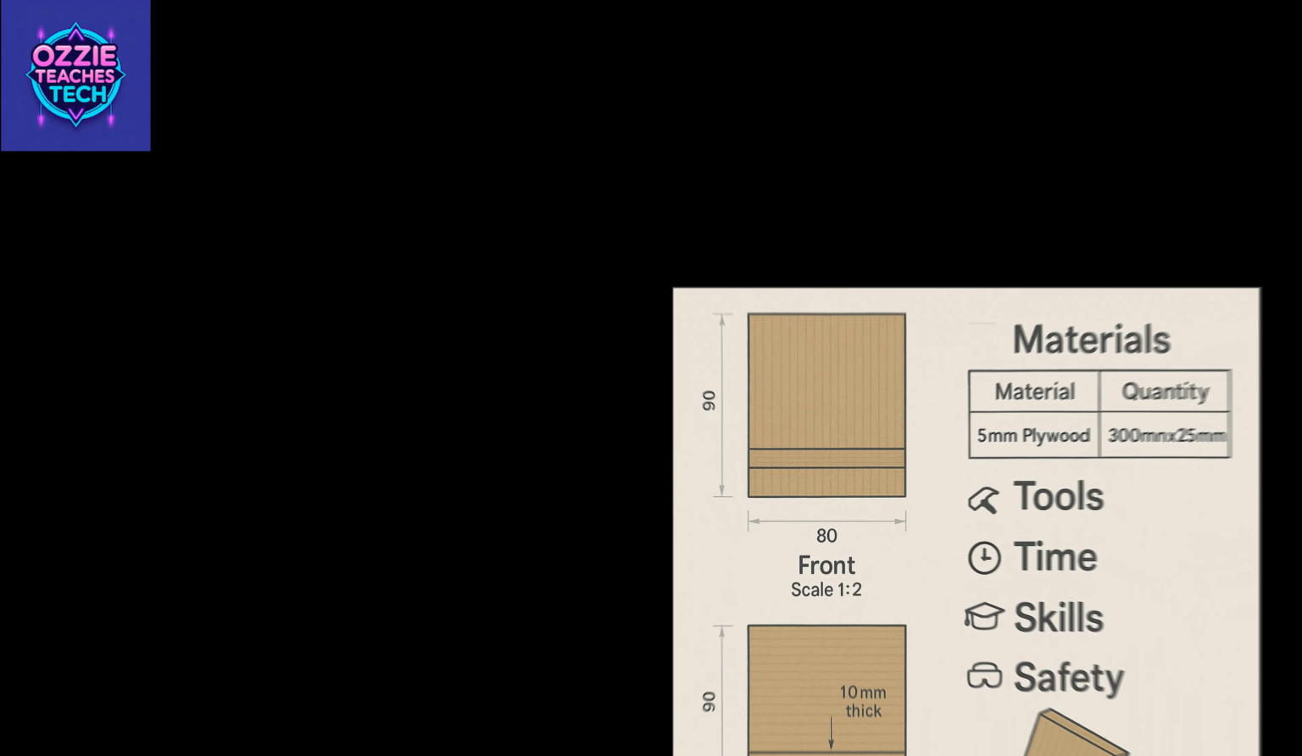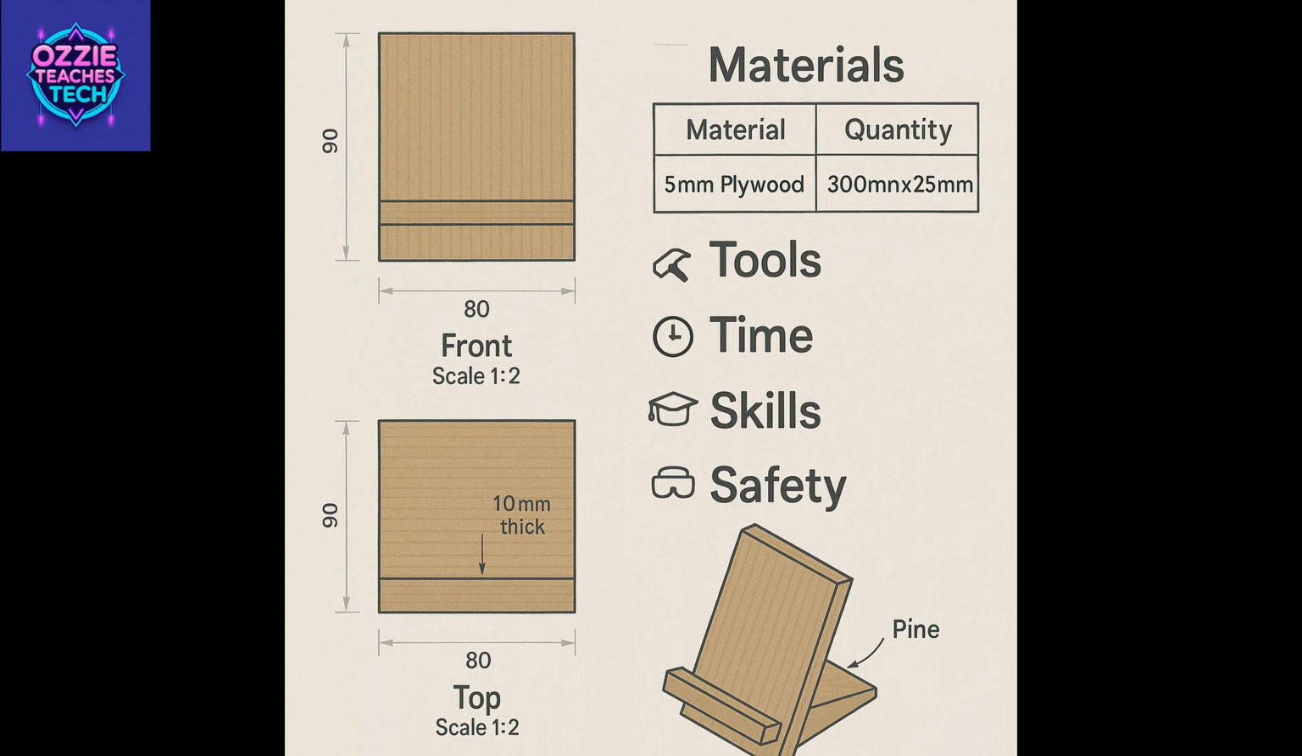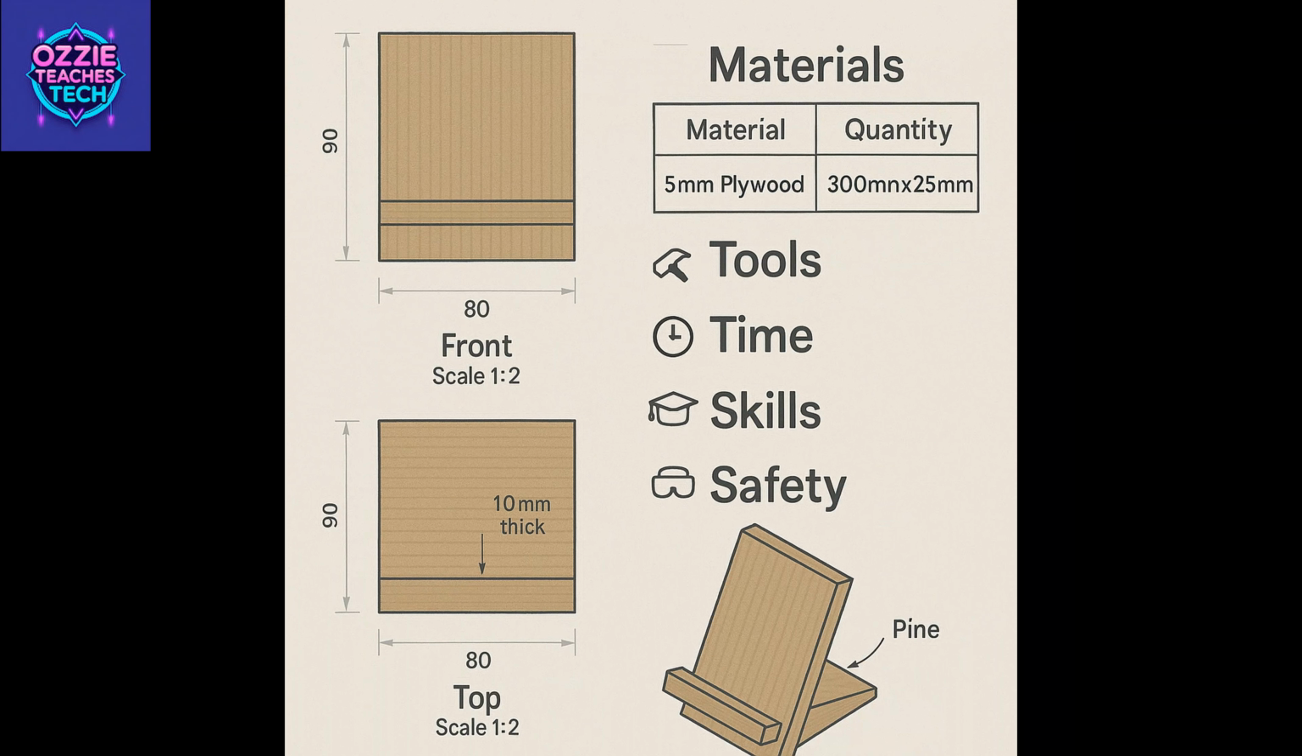mm diameter. The tools I will need: jigsaw or coping saw, drill with 3 mm and 8 mm bits, sandpaper block, paintbrush for varnish, pencil and ruler for marking, safety goggles, and dust mask. Time: cutting I'll use 30 minutes, sanding 45 minutes, finishing 20 minutes plus 2 hours drying time. Assembly I will use 15 minutes.